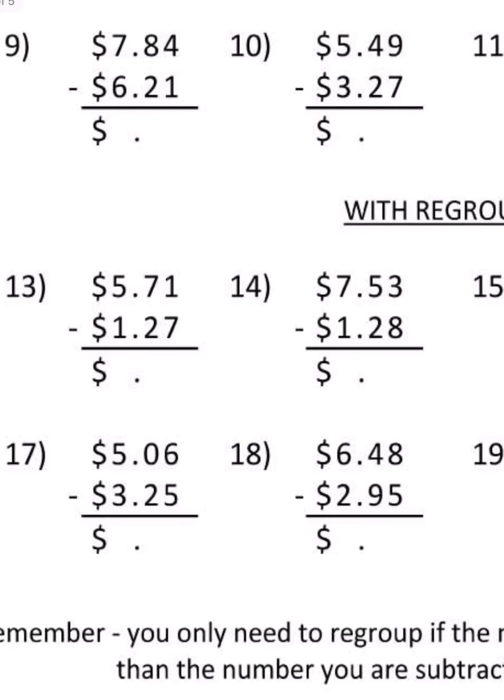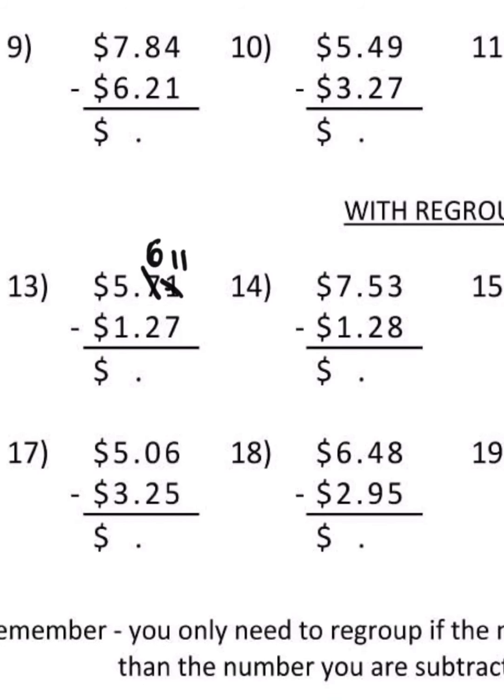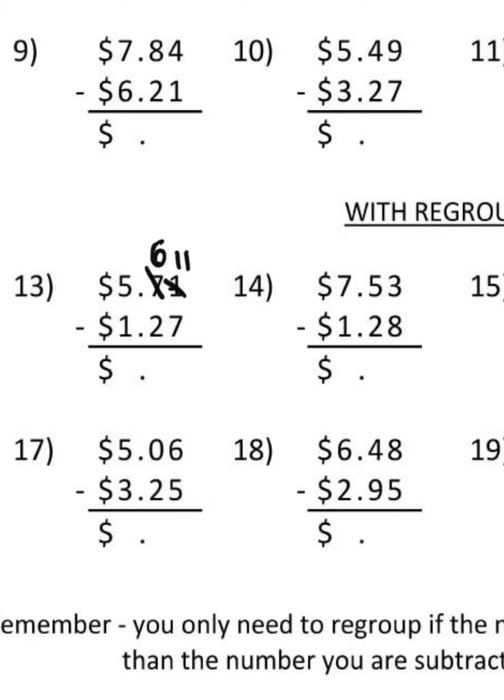Now onto the with regrouping section. So like before, we work from the right to the left. So 1 minus 7 is not possible. So you would change this to 11 because you take a 10 from here. So this turns into a 6 and that 10 goes to the 1 and the 1 turns into 11. So now you can do 11 minus 7, and 11 minus 7 is 4.